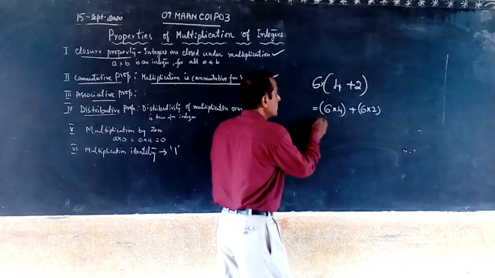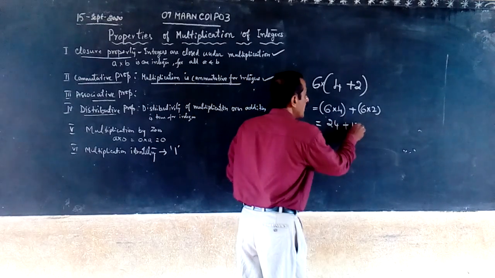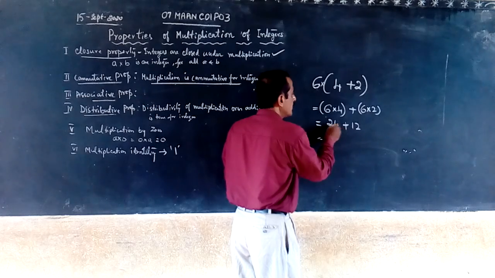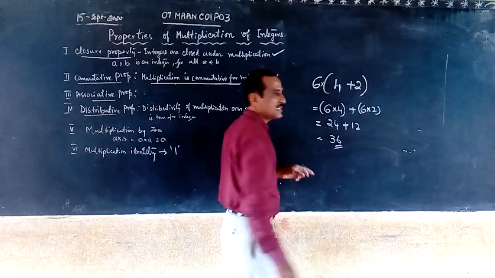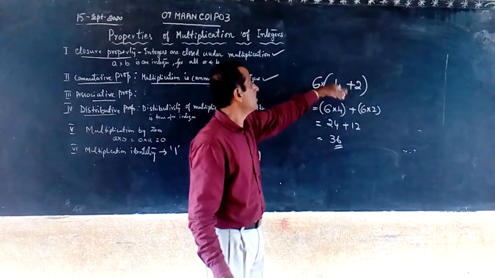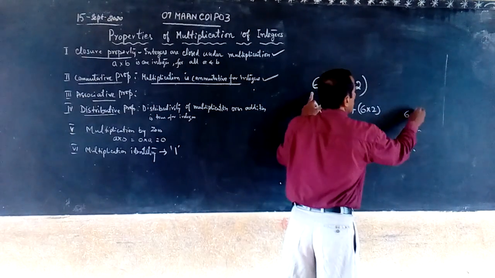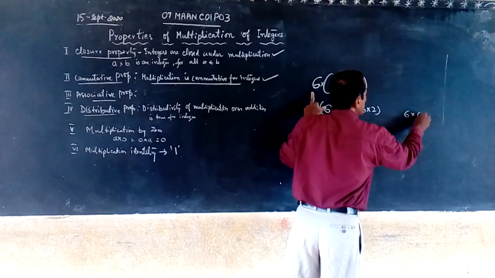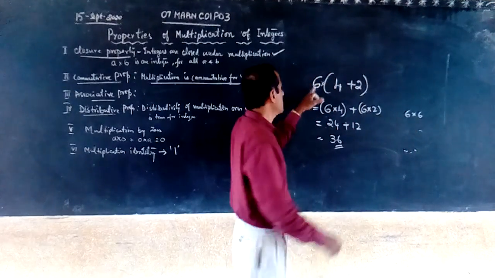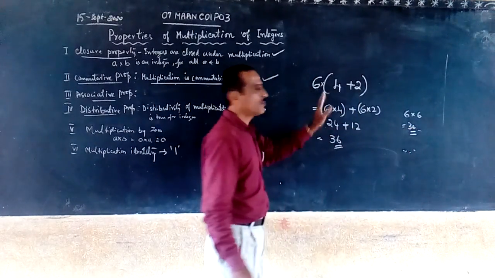What is 6 into 4? 6 into 4 is 24. Plus 6 into 2, 12. What is the answer? 24 plus 12 is 36. This is the answer. Instead, if you simplify this one separately, 6 into 4 plus 2: what is 4 plus 2? 4 plus 2 is 6. 6 into 6, what is the answer? 36. Isn't it? Both are also the same.